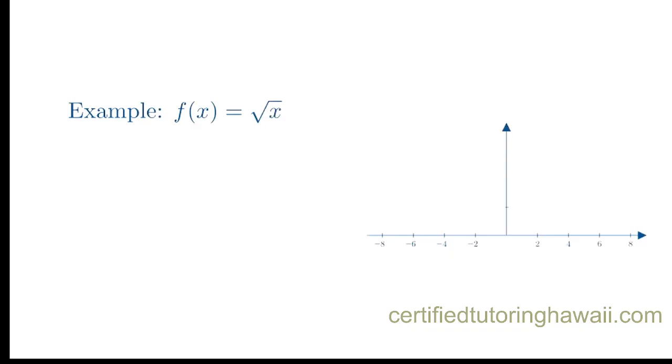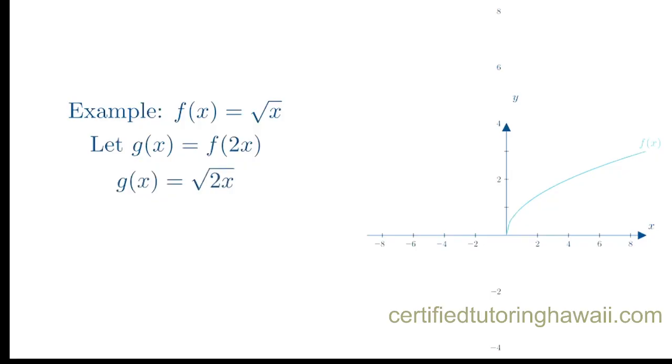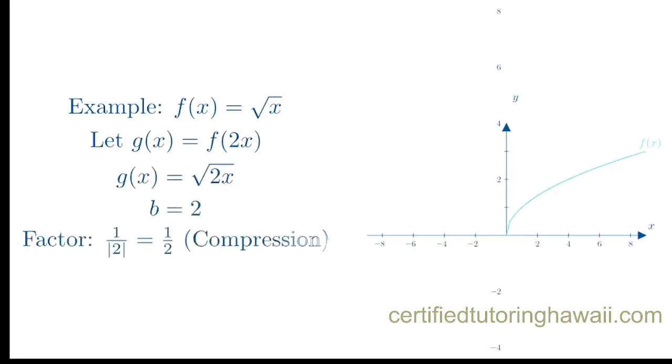Let's use the parent function, f of x equals the square root of x. Here is the graph of the square root function. Consider g of x equals the square root of 2x. Here, b equals 2. Since 2 is greater than 1, we might expect a stretch. But because it's a horizontal change, it does the opposite. The graph will be compressed horizontally by a factor of 1/2. This means every x-coordinate is divided by 2. The graph is squished inwards toward the y-axis. It compresses horizontally.